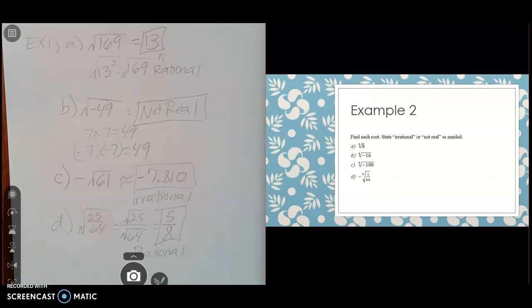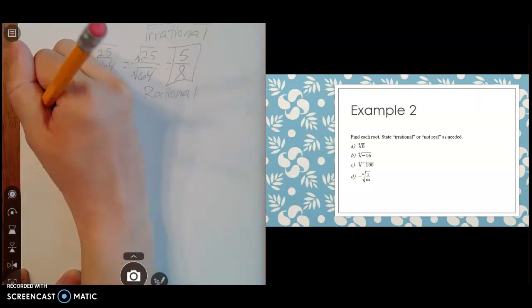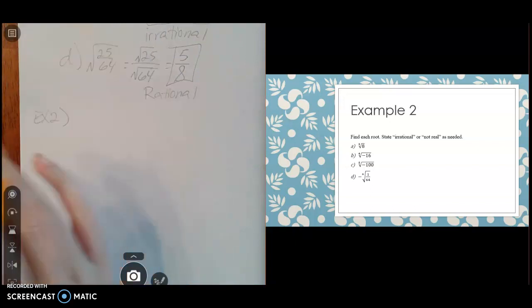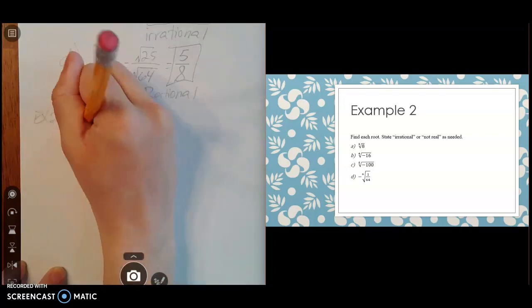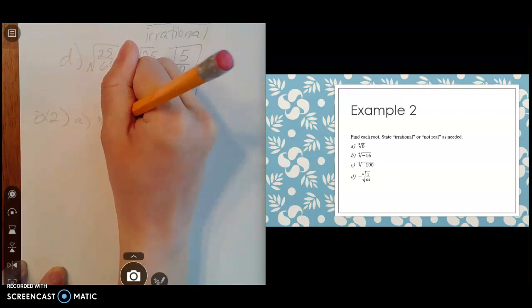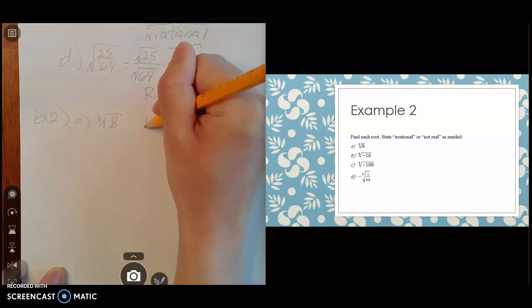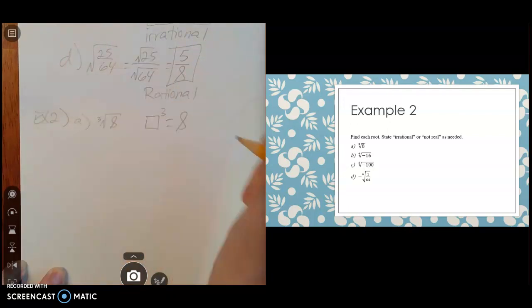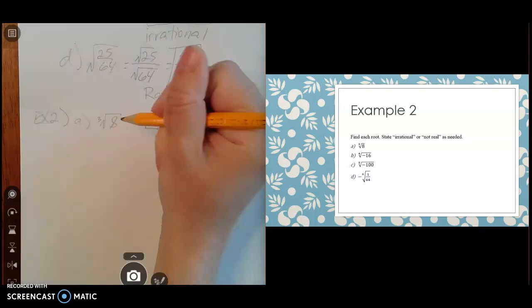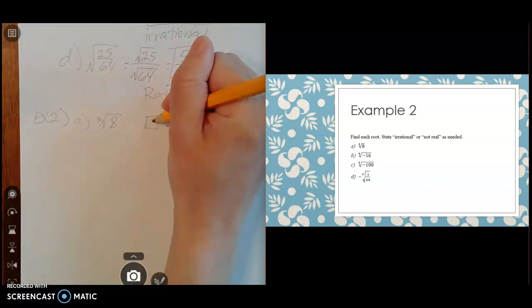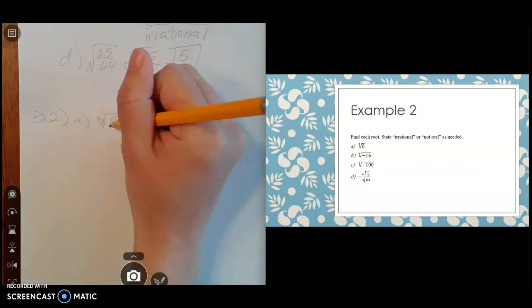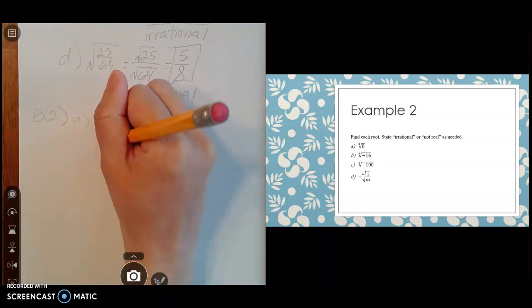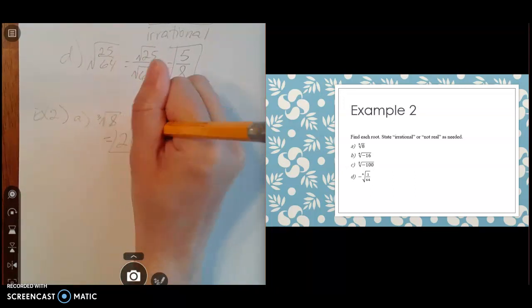So let's do some other roots, okay? In example 2, we're just going to find the root, and if it happens to be irrational or not real, we're just going to say that it's irrational or not real, okay? The first one I've got is the cube root of 8. So what you're thinking is, what raised to the third power equals 8? Well, I know that 2 to the third is 8. 2 times 2 times 2 gives me 8. So the cube root of 8 would equal 2.